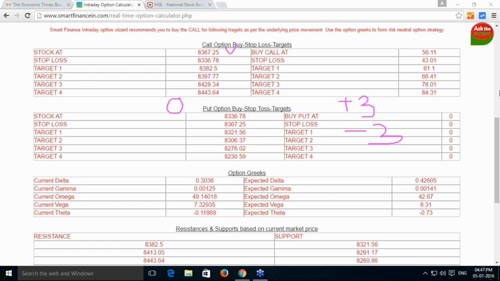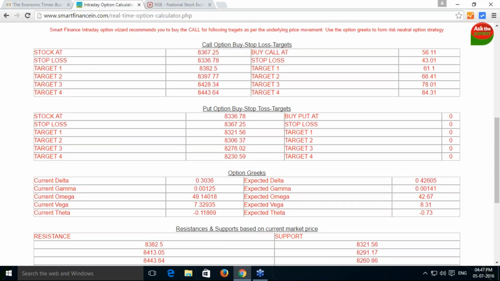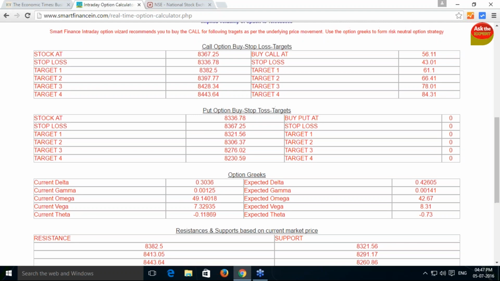So you can utilize this particular tool in two different ways. One is you can do intraday trade. Second, you can utilize this particular tool for forming option strategies. One small example I have given for delta neutral. Similar way you can form the Vega neutral, theta neutral and all.